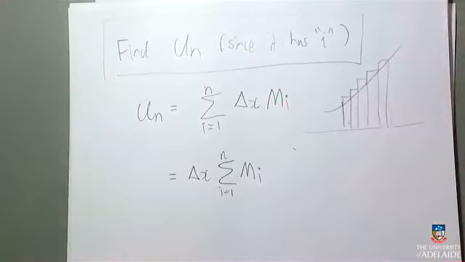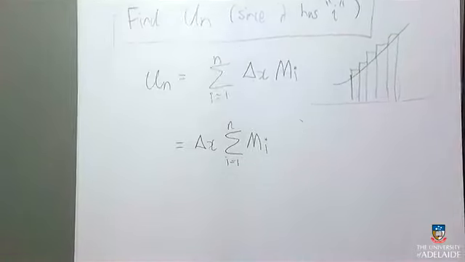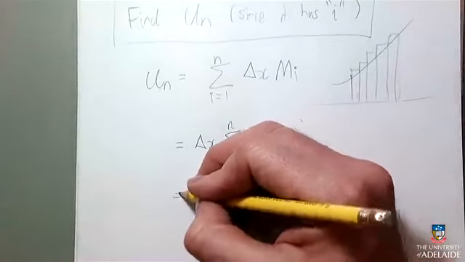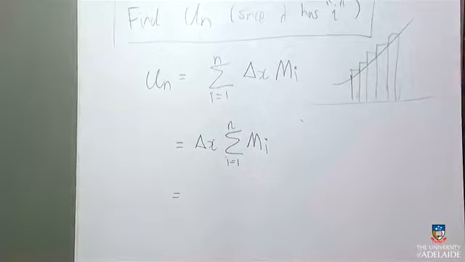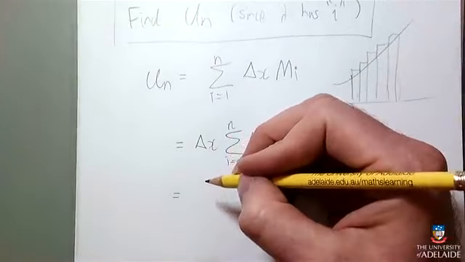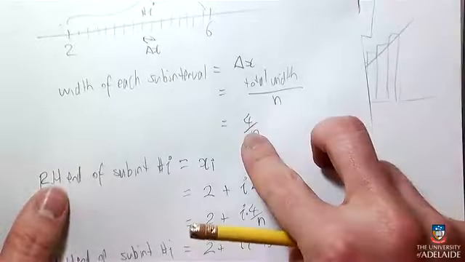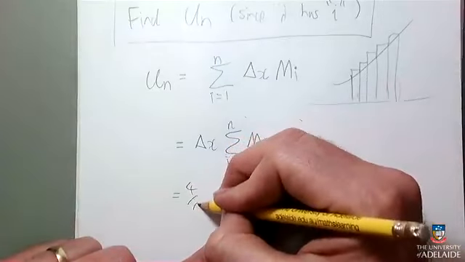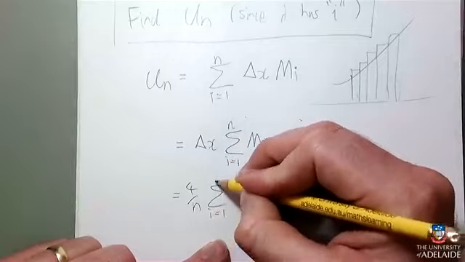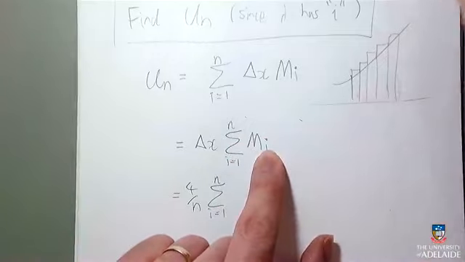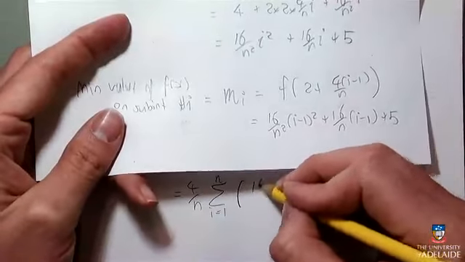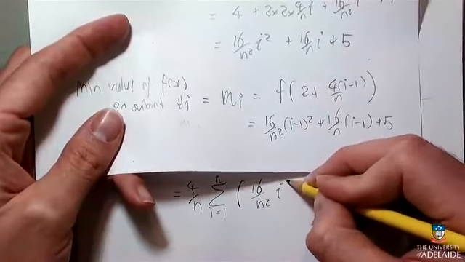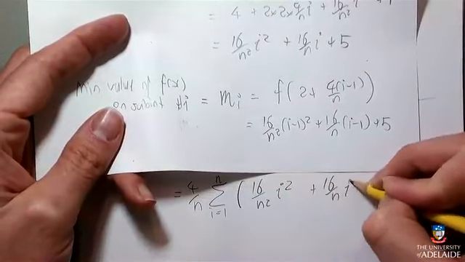It doesn't matter which of these you use. You can use either one as the definition, whichever one seems easiest to deal with at the time. Okay, I might even leave it with the old one, whatever. So the delta x back on my first page was 4 on n. And the capital Mi on the previous page was 16 on n squared i squared plus 16 on n i plus 5.